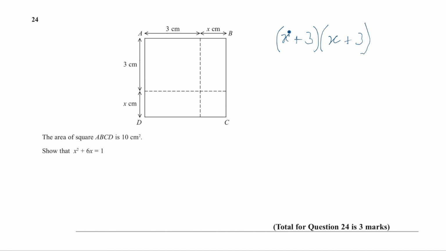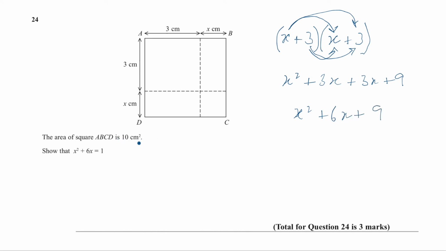Let's multiply that out. So dealing with that x first, x times x gives us x squared. x times 3 gives us plus 3x. So we finished with that one. We're now using the plus 3. So 3 times x gives us plus 3x again. And 3 times 3 gives us plus 9. So what we've got is x squared plus 6x plus 9. And we've been told that that is 10 square centimetres. So if we just simply put equals 10 there. Now if we subtract 9 off both sides, on the left we're going to have x squared plus 6x, and on the right we're going to have 1. So we have shown that x squared plus 6x equals 1.